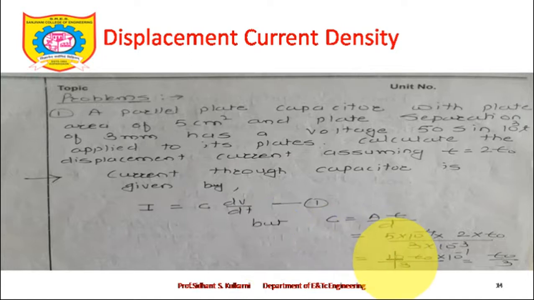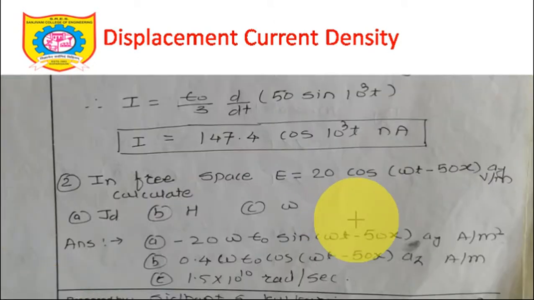Okay, first of all get the value of C, then get the value of I. I will give you some time, just try to solve and once again come back. I hope you have solved that particular expression, and finally we got I as epsilon naught by 3 dou by dou t of 50 sin 10 raised to 3t.